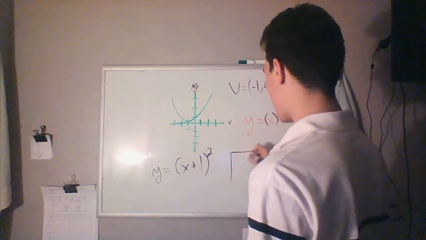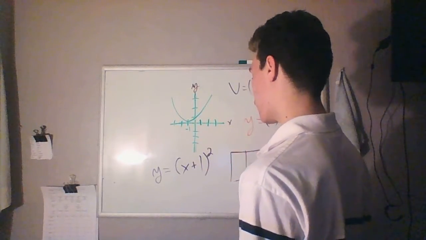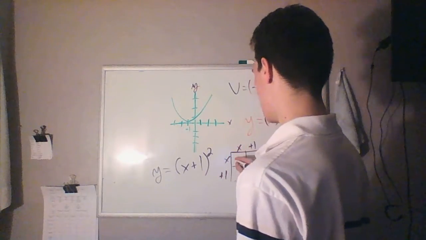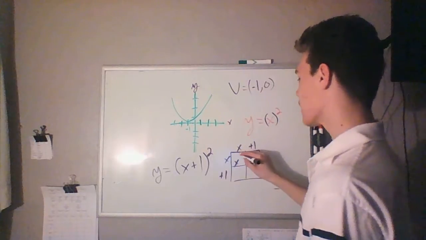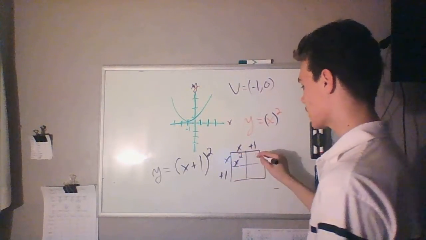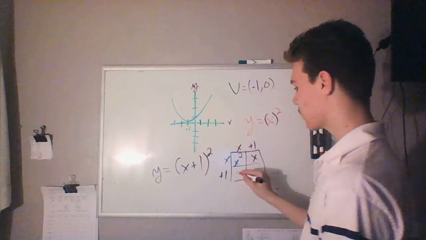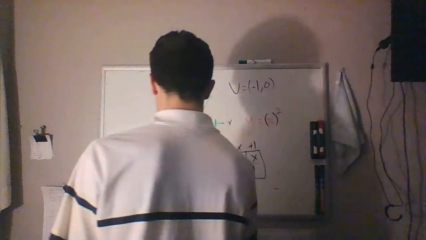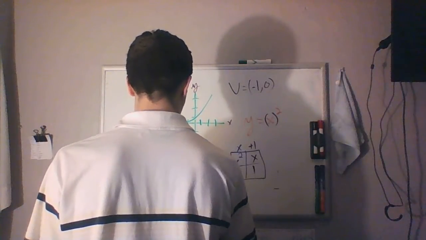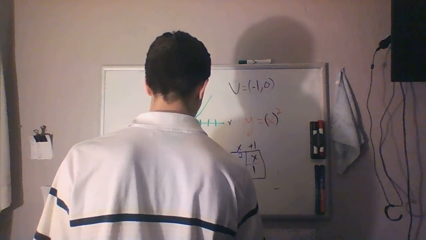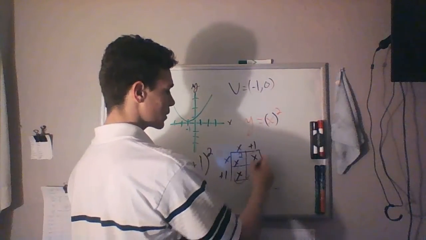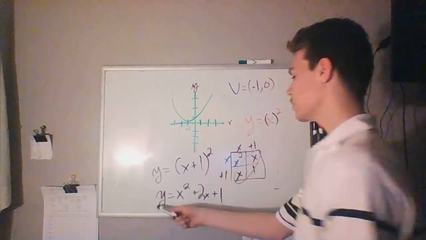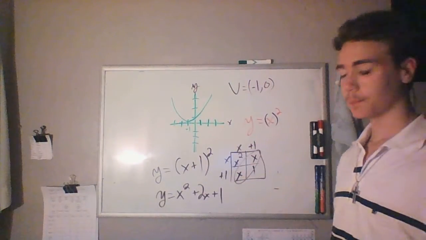Now we can actually simplify that using the box method or FOIL. So x times x would be x squared. 1 times x would just be x. x times 1 would just be x. And 1 times 1 would be 1. So you write the equation as y equals x squared plus, combine like terms, so x plus x is going to be 2x, plus 1. So this should be your equation to this graph right here.